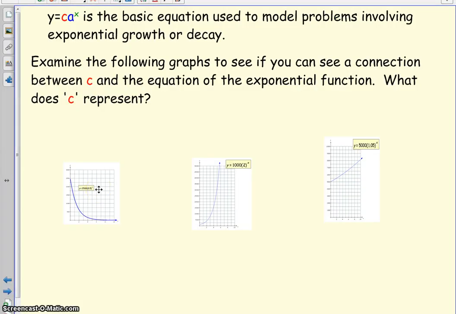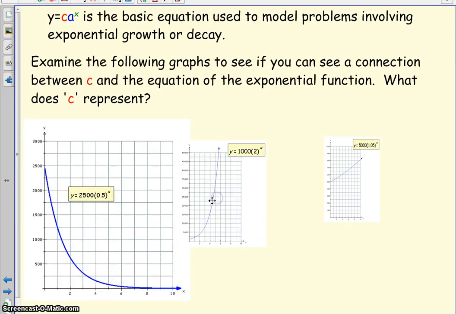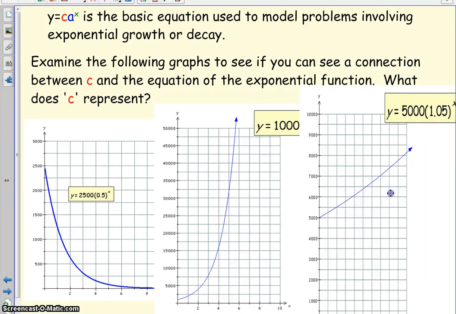So with that in mind, the basic equation that we're going to use to solve almost all of our word problems is going to be y equals c times a to the x. So you see that there's no horizontal shift, no vertical shift, just some sort of vertical stretch, some c value, and then a to the x. There's a couple of graphs here: 2500 times 0.5 to the x, 1000 times 2 to the x, and then 5000 times 1.05 to the x.